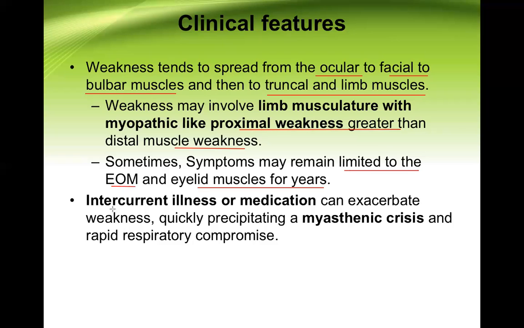If these patients have an intercurrent illness, any viral or bacterial illness or any other illness, or if they use those medications which we have listed before, like beta blockers, penicillamine, aminoglycosides, then they would suffer a more severe type of weakness, and sometimes this is known as myasthenic crisis. They can also have respiratory compromise. So that's why we should be very careful which types of drugs are harmful in this type of situation.